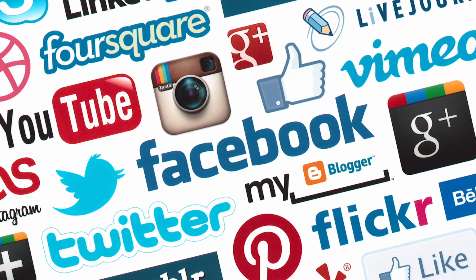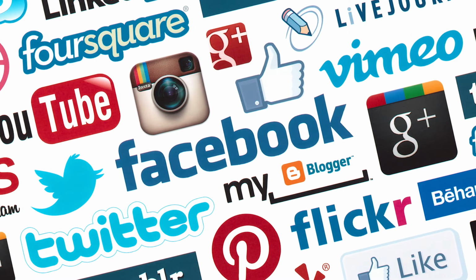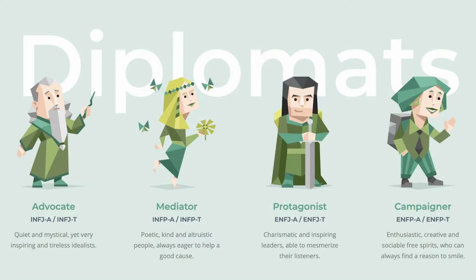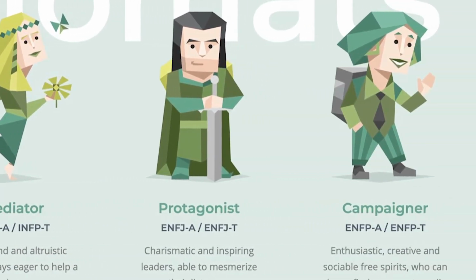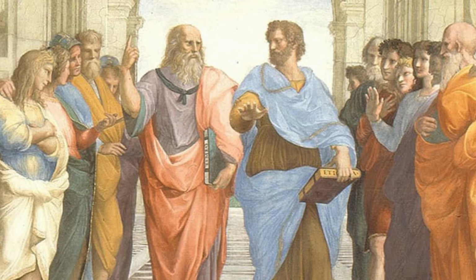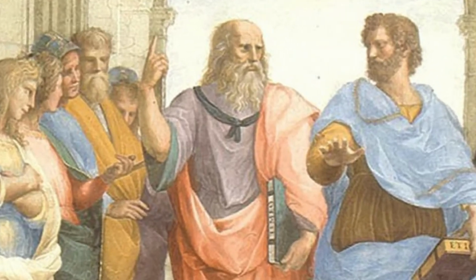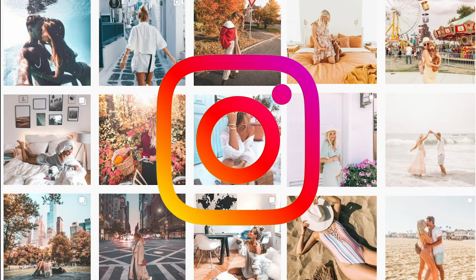Now let's take a look to find out what social media networking site you are based on your personality type. First, we look at Instagram. Based on my research, the diplomats are Instagram type of people, which includes INFJ, INFP, ENFJ, ENFP. To describe the diplomats in one word, it would be idealistic. For that reason, Instagram is the perfect social media platform for diplomats to express their artistic self and creative vision.